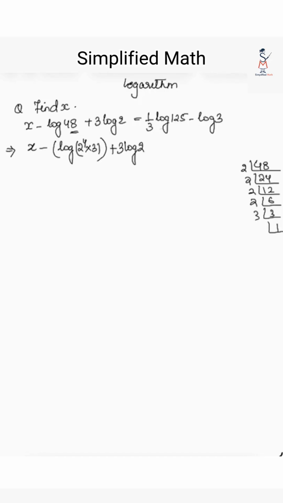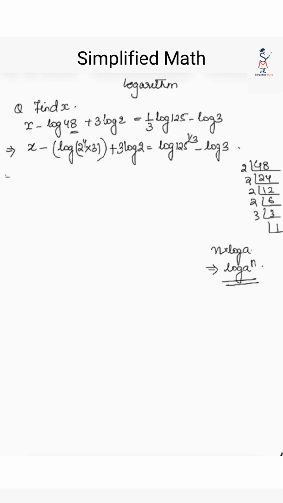Now again it is 1 by 3 log 125. Now we know that if it is n log a, what it turns out to be? It turns out log a raised to the power n. The n which is multiplied by log a goes as a power to the log. So this can be written as log 125 raised to the power 1 by 3 minus log 3.